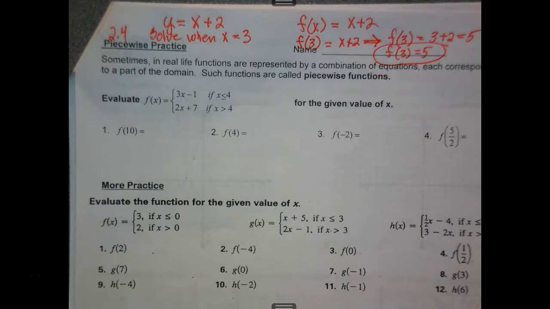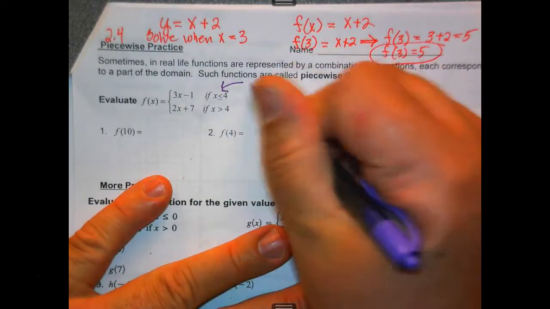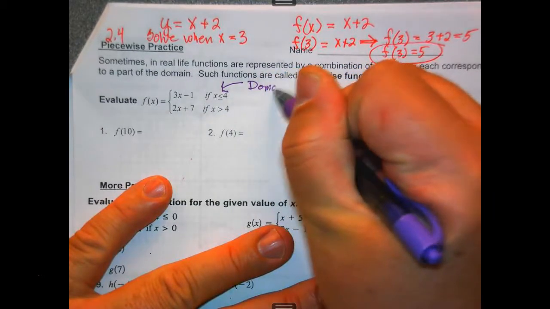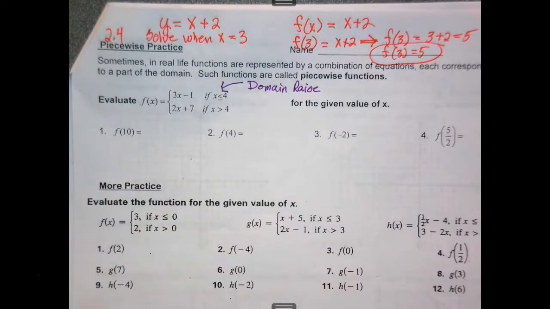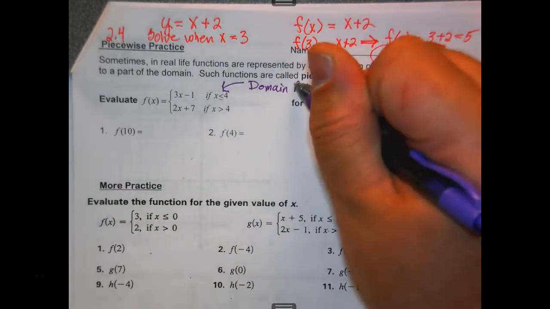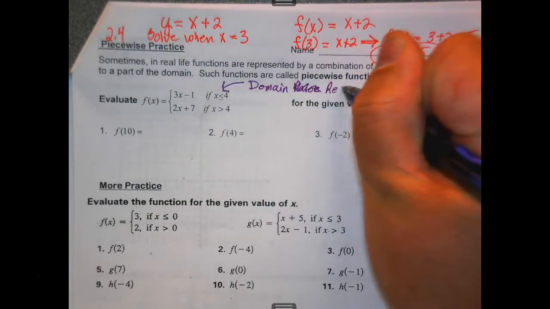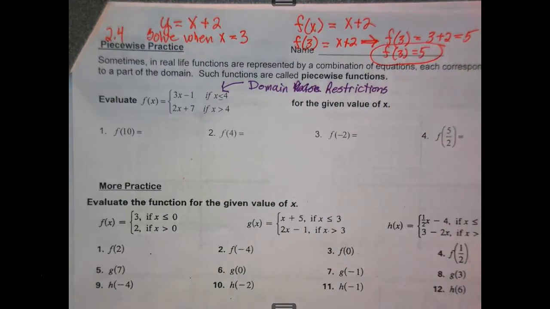We're going to do the same exact thing to piecewise functions, except these are pieces of functions, okay? And the first one, we have two pieces. We have domain restrictions on these. Remember, we choose the x and solve for y, correct? Oh, what did I say? Domain restrictions. What did I say about English?